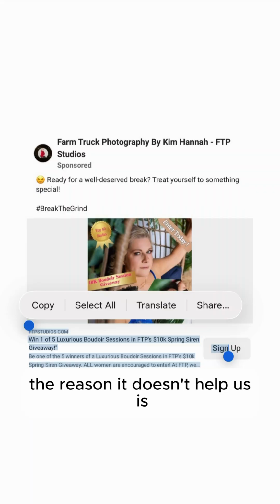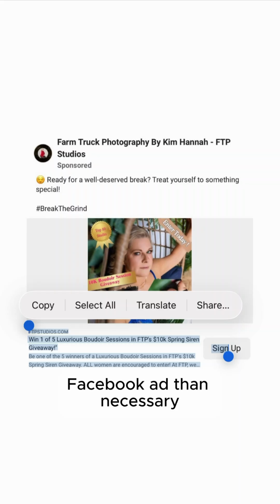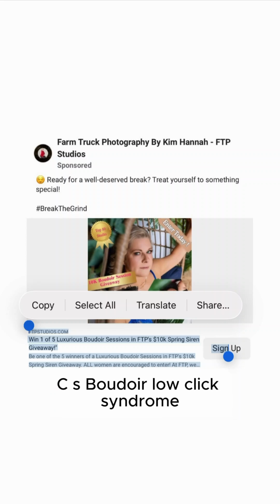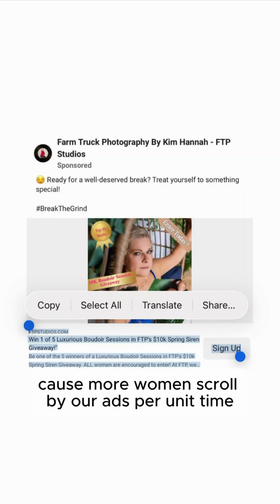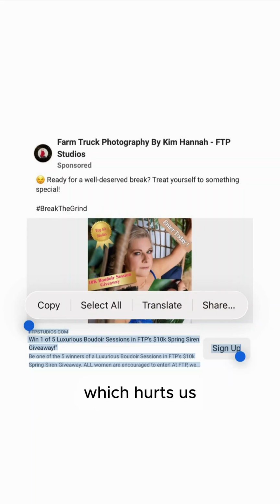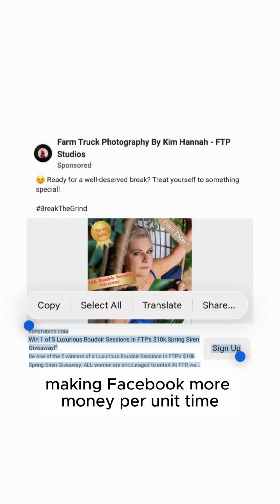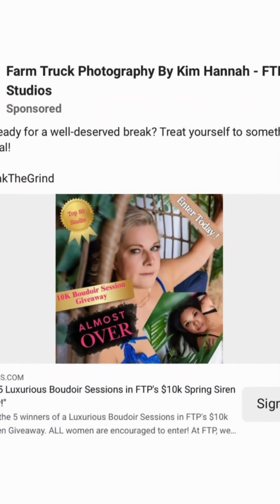The reason it doesn't help us is it causes way more women to scroll by our Boudoir Facebook ad than necessary, pulling unique CTRL under 6% and increasing the probability we have BLCS, Boudoir low click syndrome. Now, Facebook likes this because more women scroll by our ads per unit time, which hurts us. But Facebook is able to serve more ads per unit time, making Facebook more money per unit time. That's why we don't listen to anything Facebook says.